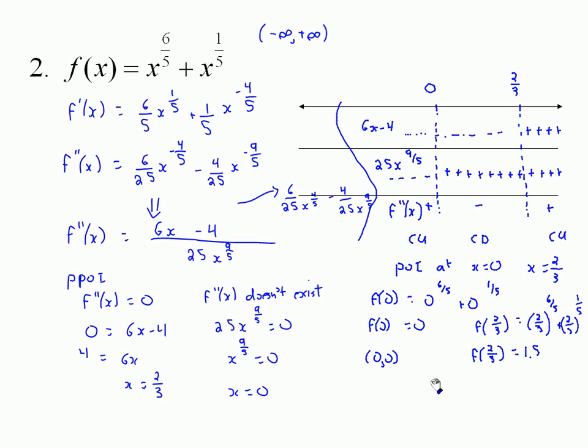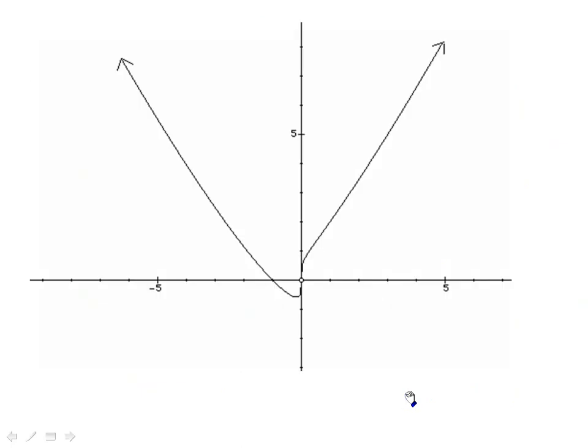So 0, 0, and I'll write that in decimal form, 0.67. So I'll be consistent, 1.54. So these are our 2 points of inflection. And when we do start graphing them, we'll note them, and then we'll also note the intervals where it's concave up and concave down. And then let's take a look at this, and let's see if that matches.